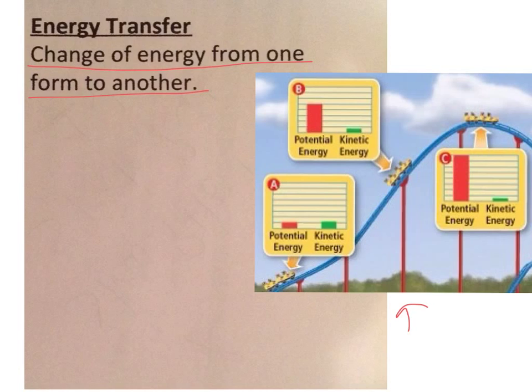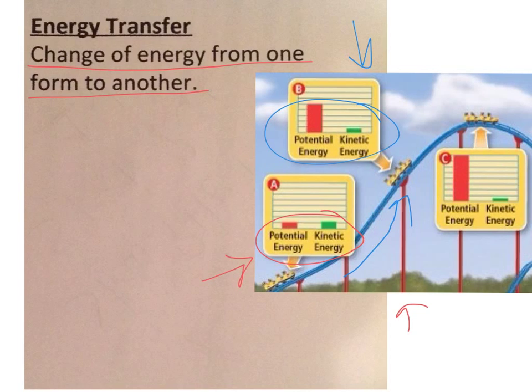As you can see, when the roller coaster is here at point A, potential and kinetic energy are about the same. However, as the roller coaster starts to go higher, now we're at point B, the roller coaster now has more potential energy. Because remember, the most potential energy will be at the highest point. So if the roller coaster is going higher and higher, it's increasing its amount of potential energy. And kinetic energy begins to decrease.